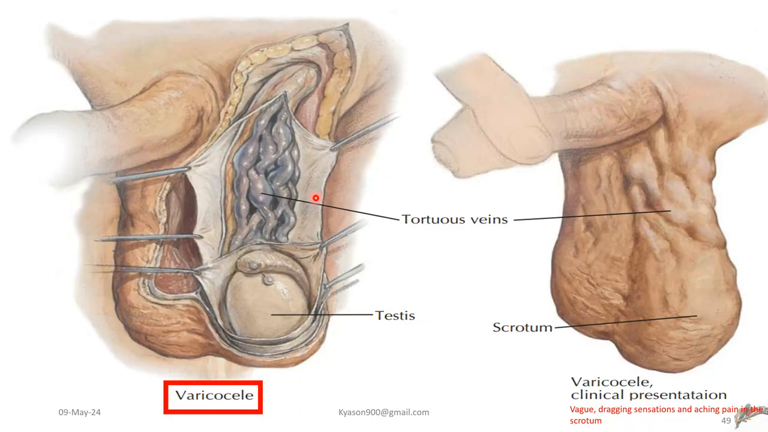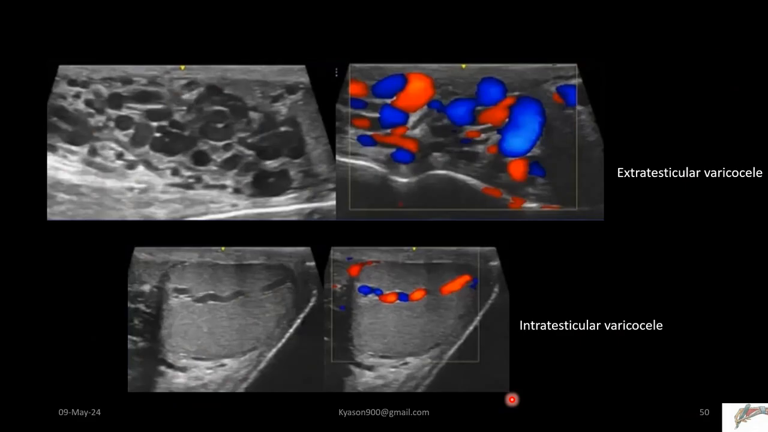So these patients are going to present with, of course, pain that is not so severe as compared to a patient with testicular torsion. But of course, there'll be some dull kind of pain sensation that will be felt when you touch the scrotum of this patient. Okay, so it's a vague, dragging, painful sensation.